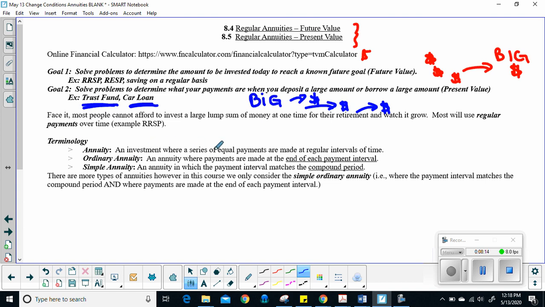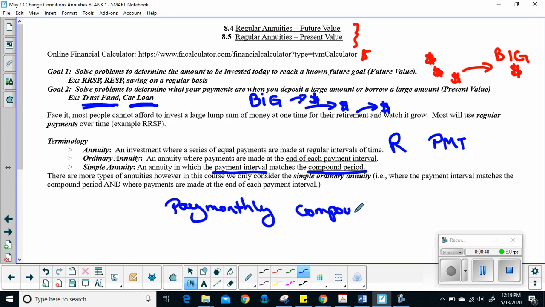Terminology. So an annuity is an investment where a series of equal payments are made at regular intervals of time. Okay, so in our big equation that we're not going to use, that's our R. On our solver, that's our PMT. Ordinary annuities are when payments are made at the end, and simple annuities are when the payment interval matches the compounding period. So that means if I pay monthly, I am also compounding monthly. Now, in real life, they're frequently different, but then that changes everything again, and we're not getting into that until we get to mortgages and your assignments.